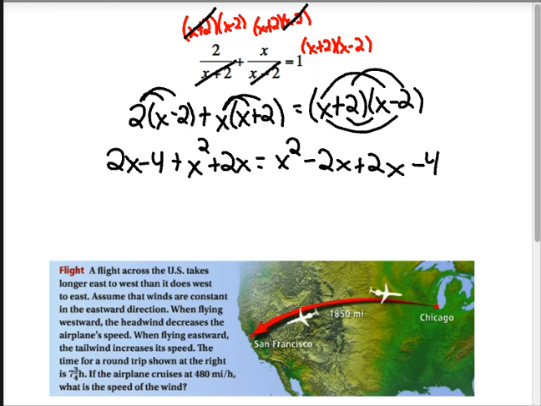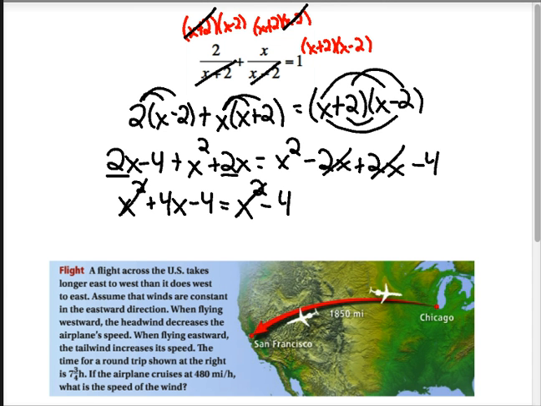All right, so now on both sides, let's combine some like terms. 2x plus 2x, well, that's going to give me 4x. Here, 2x minus 2x will actually just cancel out. Now here, notice, I have x squared on both sides. So if I subtract x squared from both sides, those actually end up canceling out.